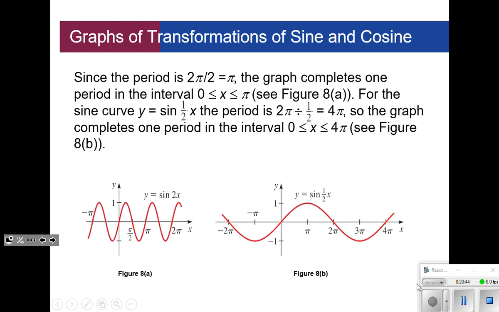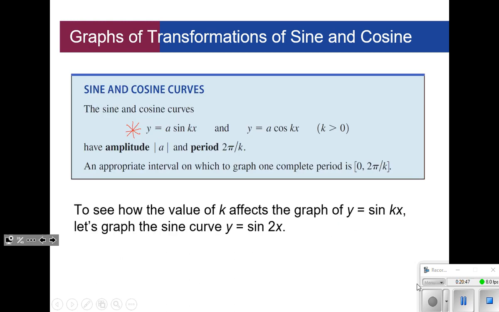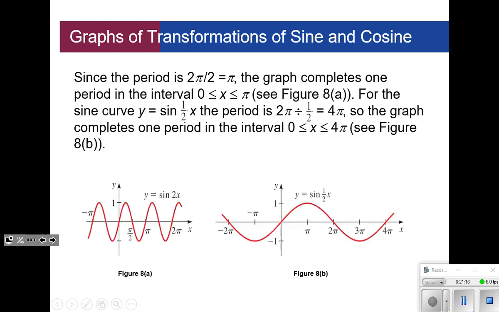The issue here was y equals sine of 2x. What that means is our period is going to be 2 pi over 2, which means our period is pi. So instead of it taking 2 pi to go up, then down, then back to 0, it's only going to take 1 pi to go up and down and back to 0.